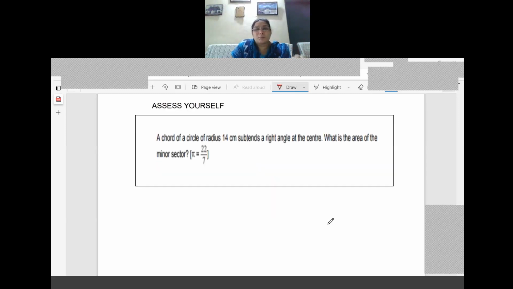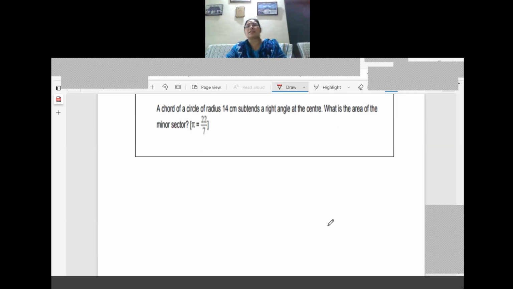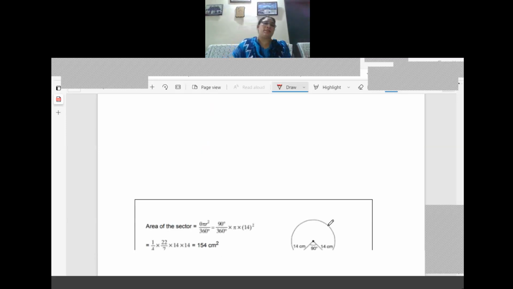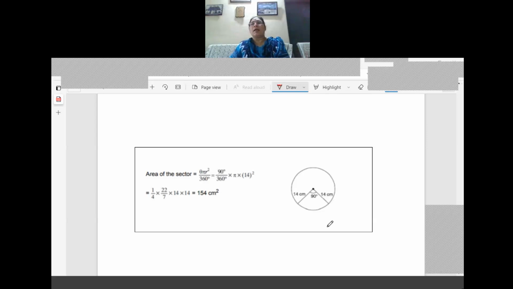Anyhow, it is MCQ only, so this time we are not worrying, but whenever a unit is there, we should write it. Just check the answer. Those who are not able to get it, go through the formula once again. 90 by 360 into pi into 14 square. Pi value 22 by 7. After the simplification, 154 centimeter square only.